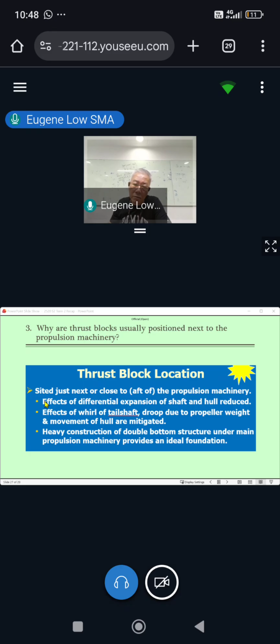The first point, the third point, they are all related, right? The heavy construction of the double bottom structure under the main propulsion provides an ideal foundation, and it reduces the effect of differential expansion of the shaft and hull because of that, right? So these are the 3 points you need to talk about. Okay, thrust block.